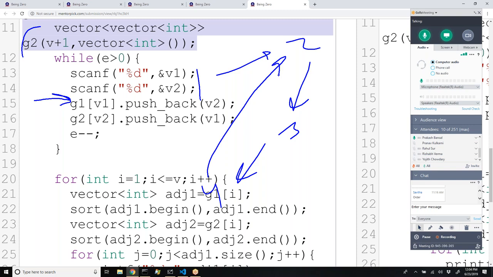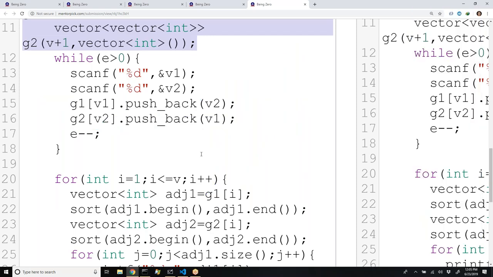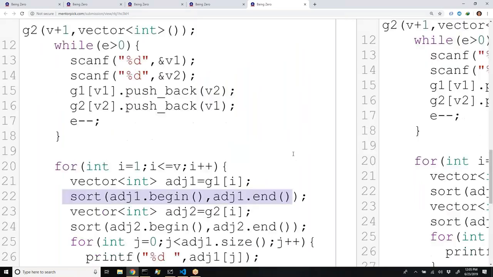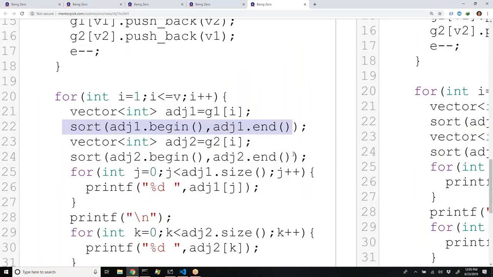Okay. Yeah, but ideally this thing that you are doing, the reverse, is wrong, right? It will not happen. If U to V there is an edge, there is no edge from V to U. This is a directed graph. Oh, okay, okay. So got it. Okay. Sure. Then when you are printing, why are you sorting? Is it required? Okay. Sorting is not required.